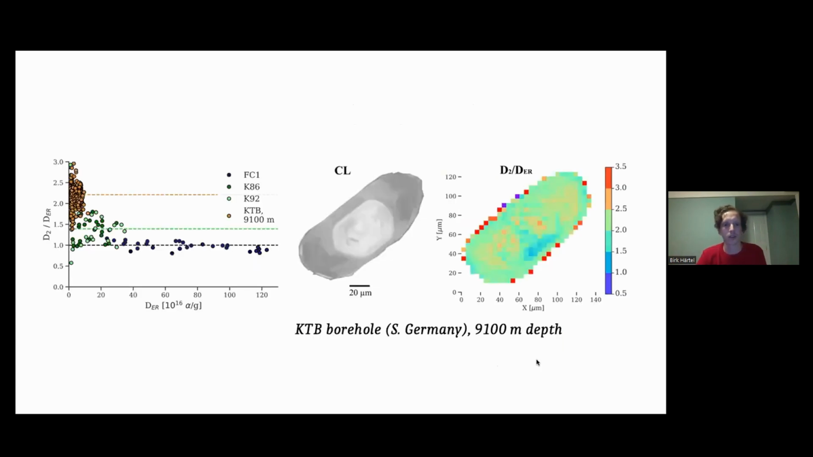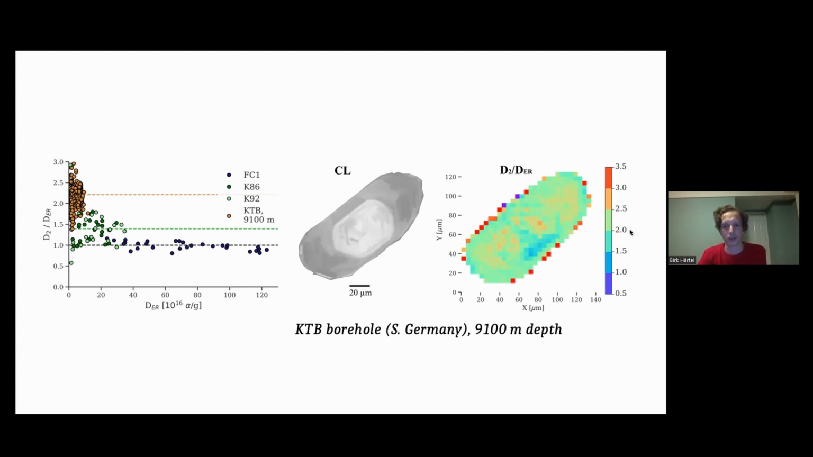You can also show this on natural data. Here on the right, we see a CL image and a map of a zircon from the KTB borehole in Germany. This is a sample from 9,000 meters depth at about 260, 270 degrees Celsius, so one that was really deep down, where we know it has seen some radiation damage annealing. And what I mapped here on the crystal is this D2/DER ratio.